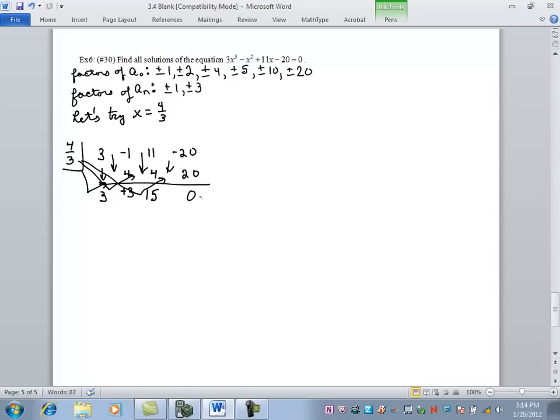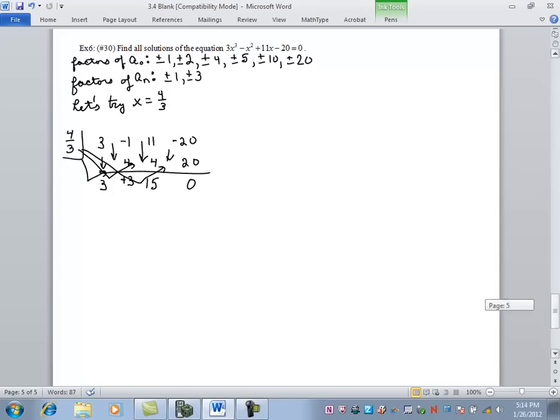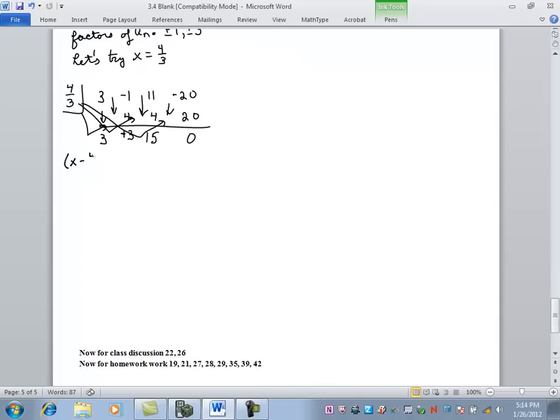So here's where we're at. Alright, we know that x minus 4/3 times 3x squared plus 3x plus 15, these are factors. And have you noticed, of course, with the synthetic division, remember, we started with a cubic, so this drops the power down one, so this is now a quadratic. We've got one solution, and now we're going to look for our other solutions. 3x squared plus 3x plus 5 equals 0.